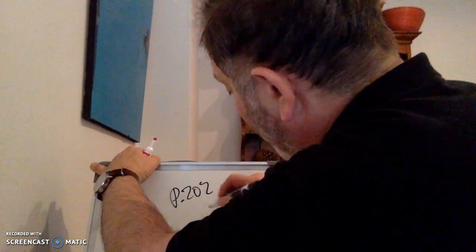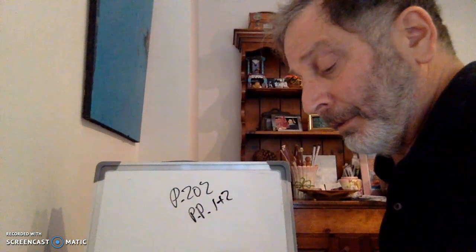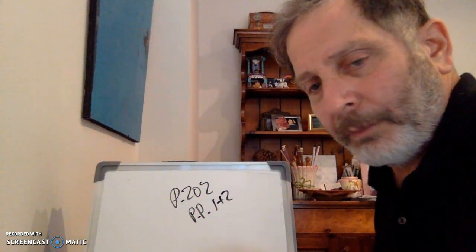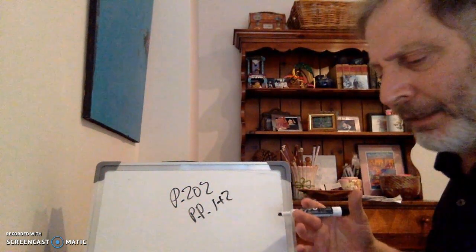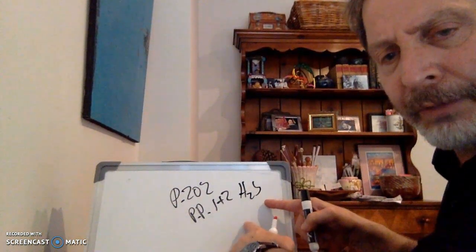There are some practice problems, guys, in our textbook on page 202. Practice problems 1 and 2. There are several of them there. I'm going to do the first one. 1 has 4 parts, and 2 is 1 part. So it says H2S. What's the Lewis structure for H2S?